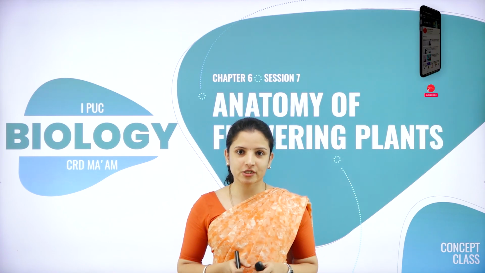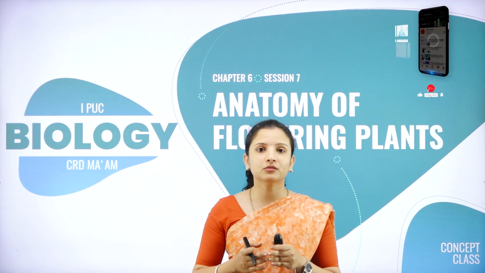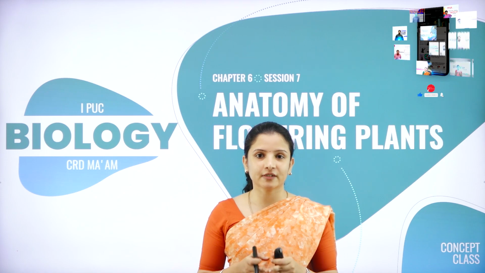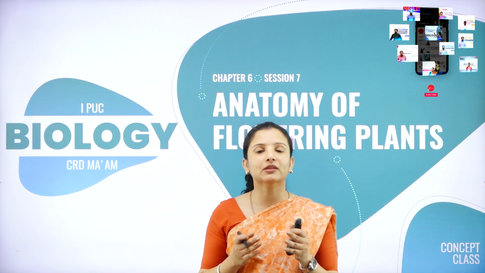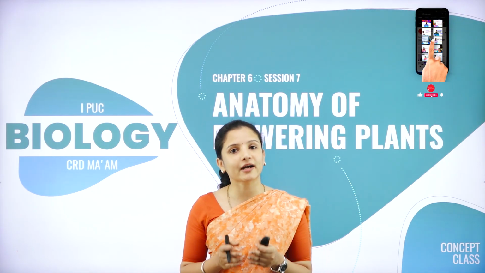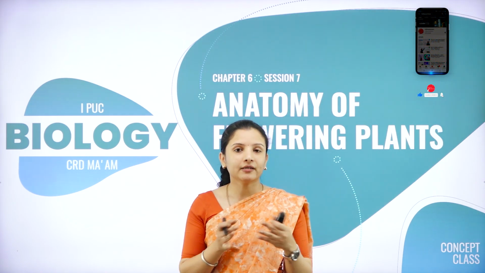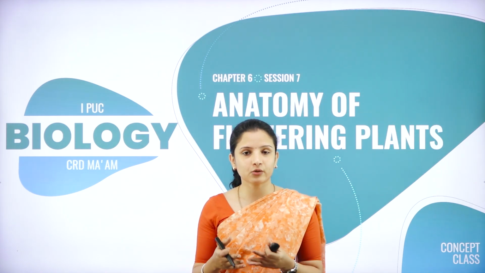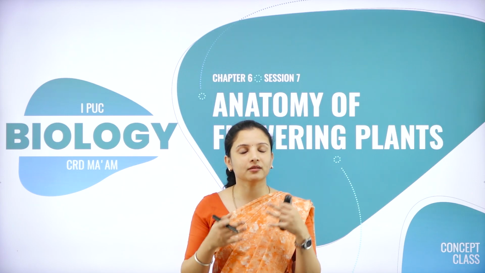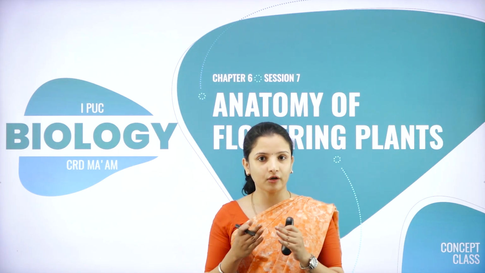In the previous session, we had discussed the dicotyledonous leaf, that is the dorsiventral leaf, and the monocotyledonous leaf, that is the isobilateral leaf. And I told you how you can distinguish or differentiate between the dicot leaf and the monocot leaf.